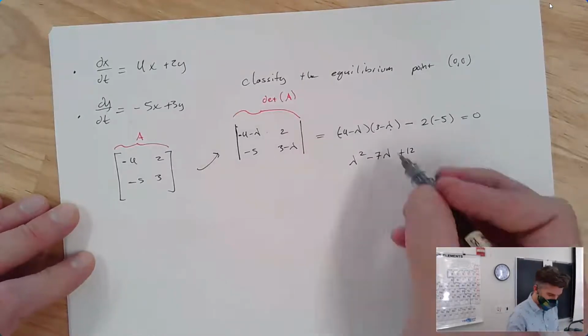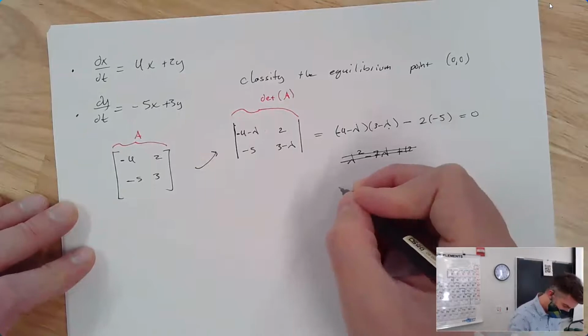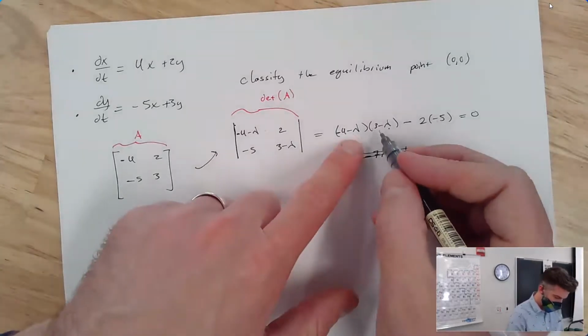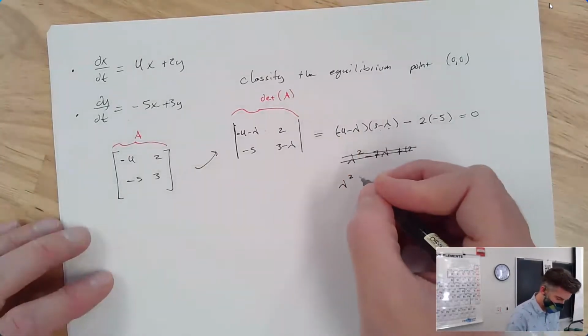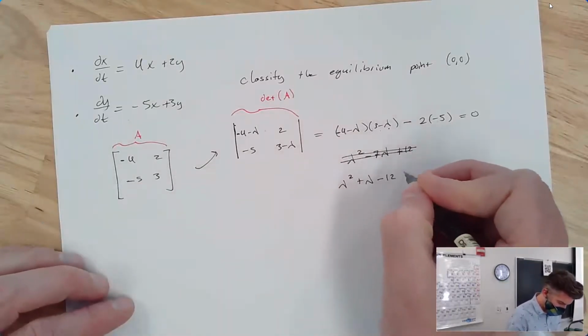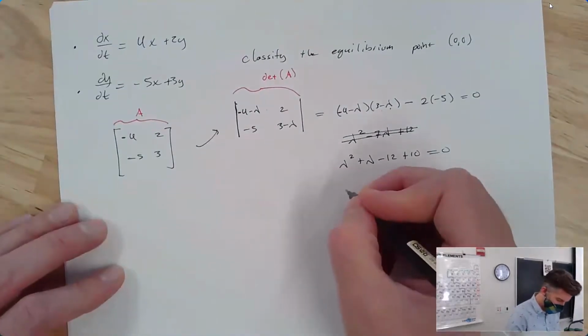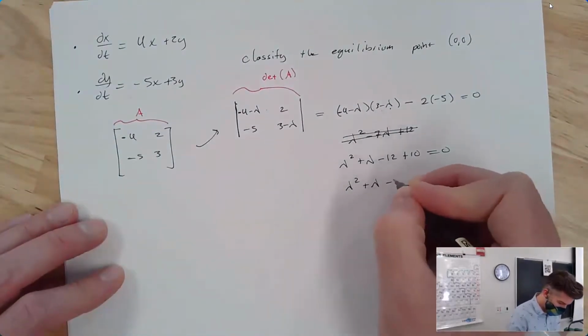Except at this point for my negative 7 lambda. So really I should have lambda squared minus 3 lambda plus 4 lambda, which is plus lambda, and then minus 12 plus 10, which is 0. And that's going to give me lambda squared plus lambda minus 2 equal to 0.